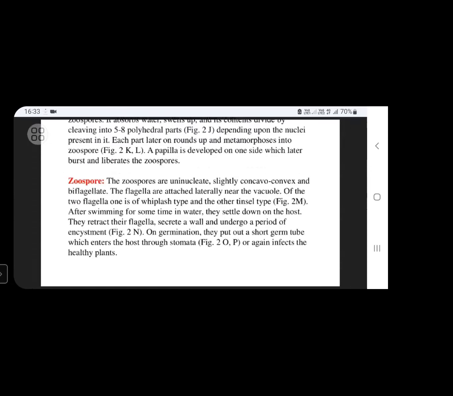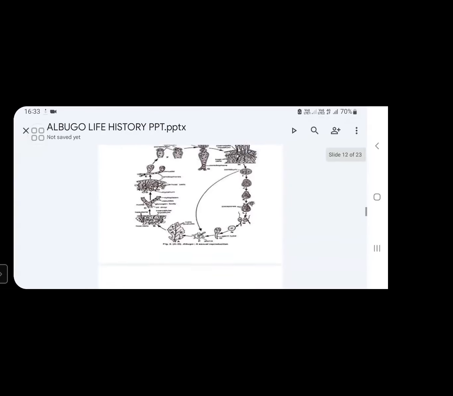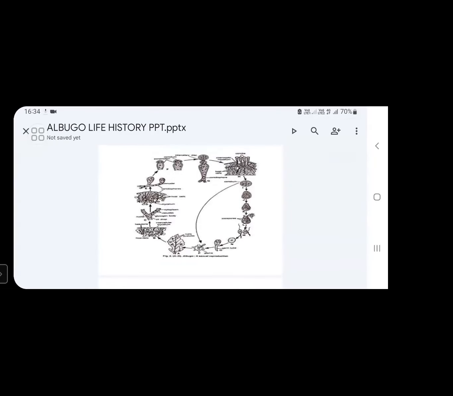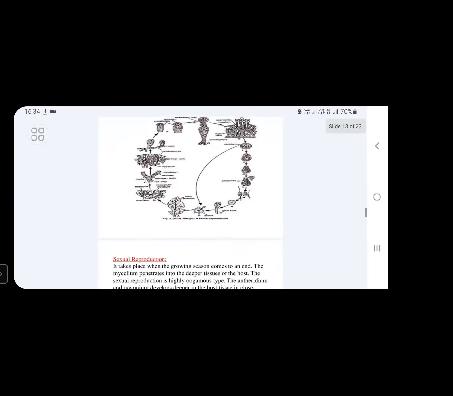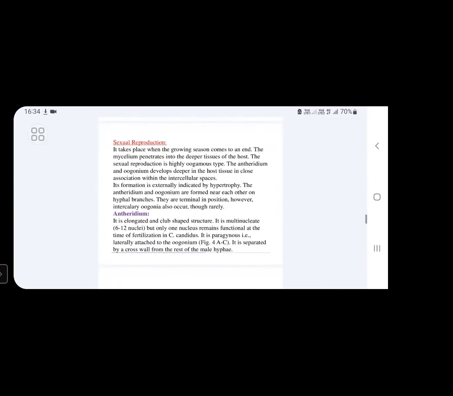Next, we have to discuss sexual reproduction. Here, how these asexual reproductive structures will form, how they will germinate, how they will reach a suitable host organism, how they will enter into the host tissue, and how they will germinate and give rise to new fungal mycelium, all these are explained with the help of this flowchart. So like this, Albugo reproduces by asexual means.